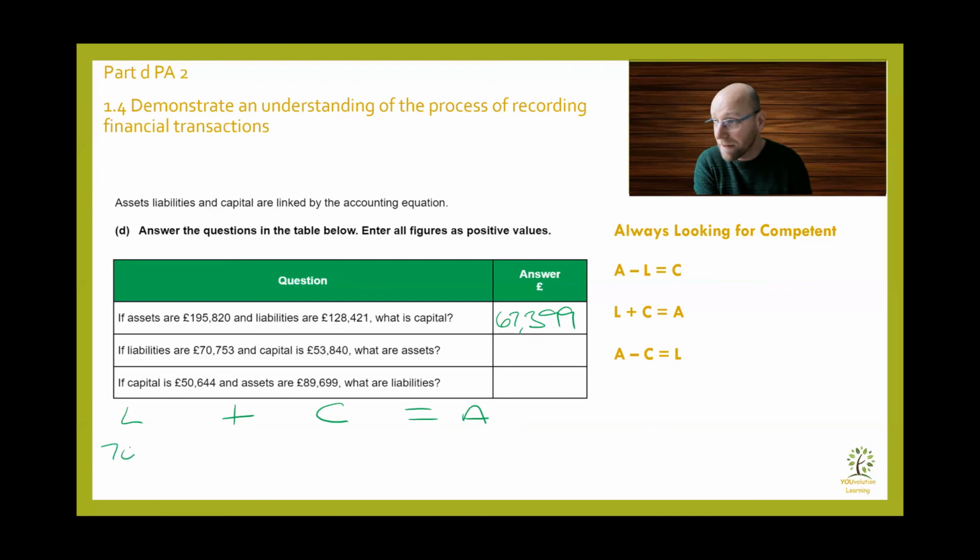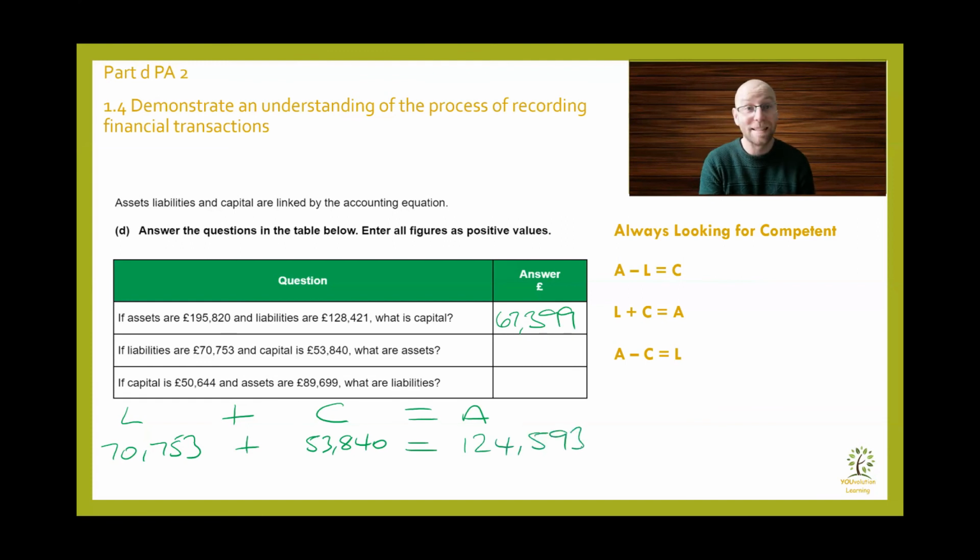So liabilities are 70,753 plus capital of 53,840, and that is equal to our assets. So 70,753 plus 53,840 gives us 124,593. And again, we can see assets is the biggest figure. So in the answer, 124,593.